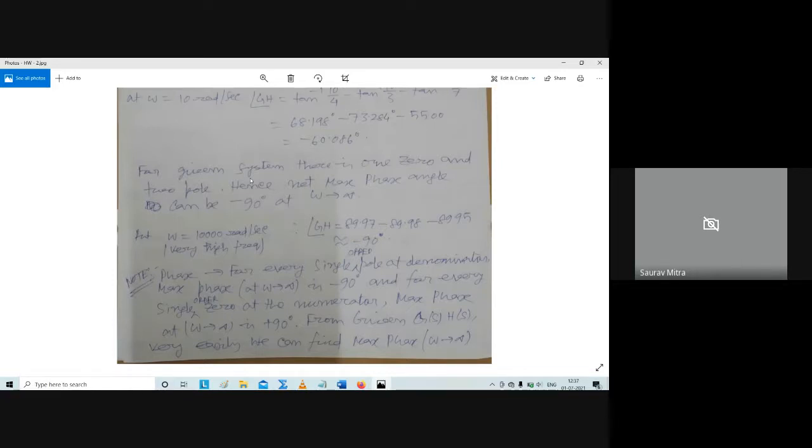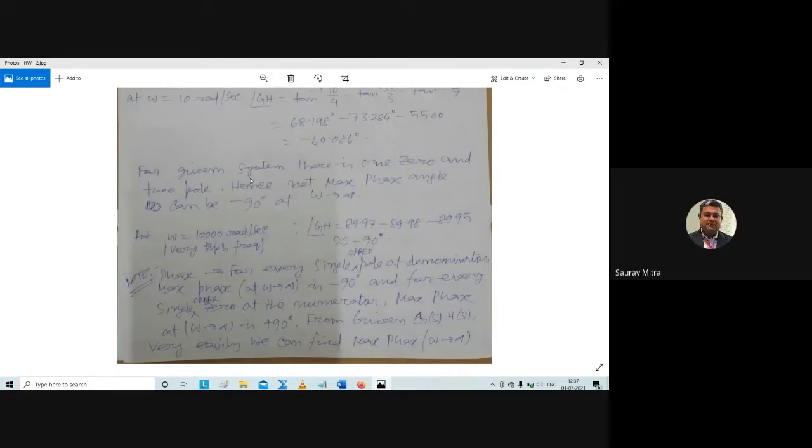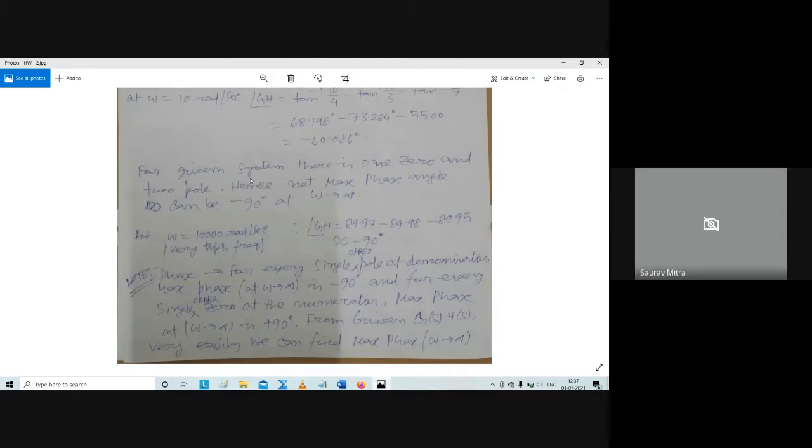So in this case, there is one first order zero and there are two first order poles. So the phase of zero, plus 90, and one pole, minus 90, cancel each other. That means for the one remaining pole in the denominator, you will be finding at omega tends to infinity the phase is going to be minus 90 degree.